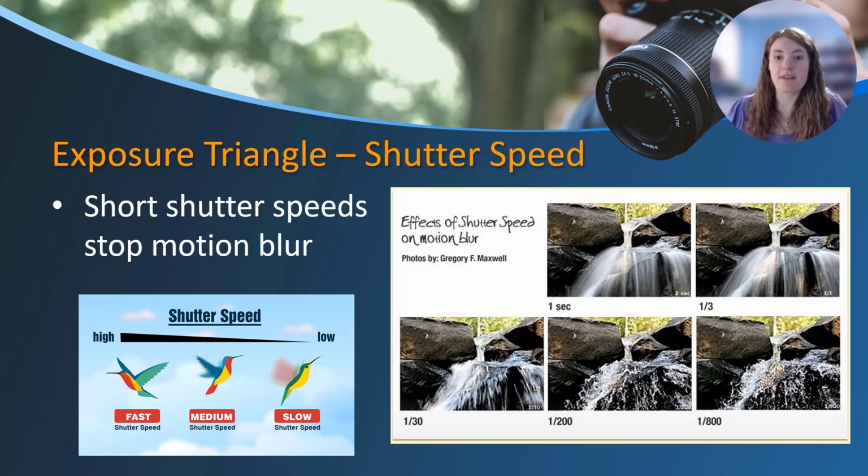Now, if you're photographing a vehicle that's traveling at 60 miles per hour, you're going to need a much faster shutter speed, approximately 1/1000th of a second, in order to stop that motion blur.